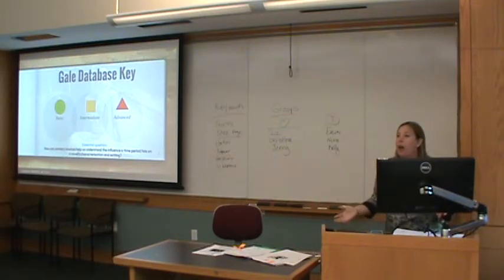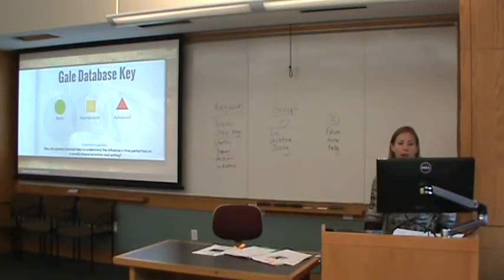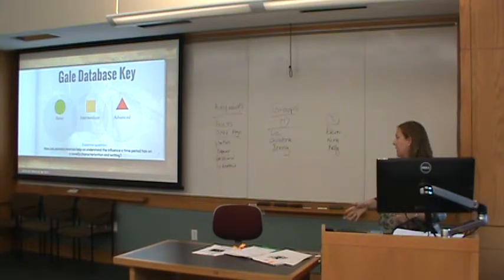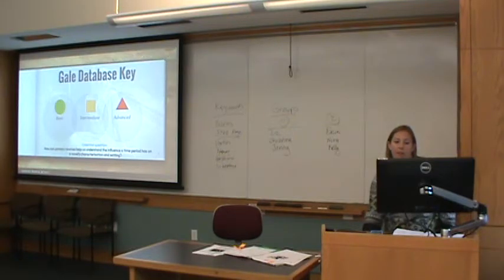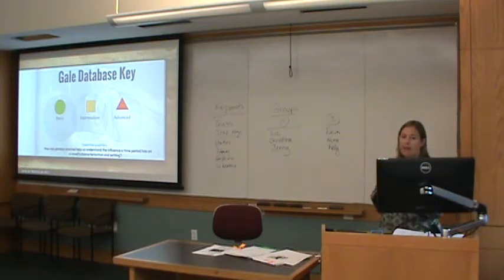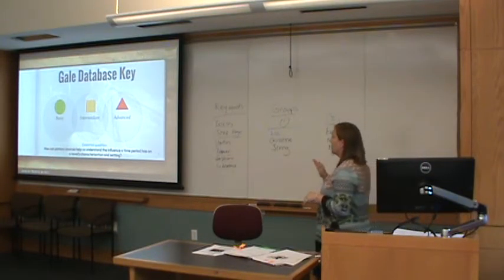So, all right, we're going to come back here, and we are going to talk a little bit about the Gale Database Key. So I hope you all looked at some of those primary sources and evaluated them for relation to the Great Gatsby. And when I pull up the Gale database, you're going to see these 3 different symbols.